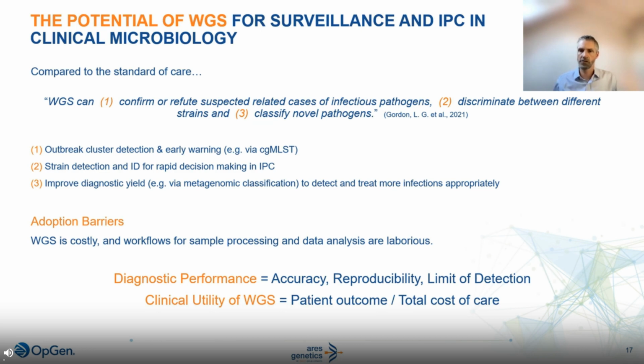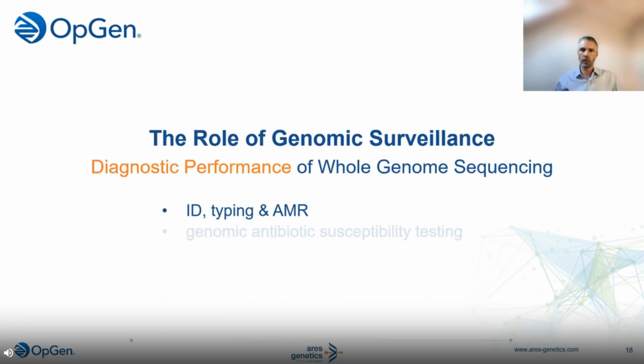Clinicians tell us that the answer to this question has multiple facets. For one, it is important to demonstrate sufficient diagnostic performance of WGS. Yet, in addition to being accurate and reproducible, a broader adoption of whole genome sequencing will also require an understanding of its clinical utility. In other words, its proven capacity for improving patient outcomes, while ideally reducing the total cost of care. Over the following slides, we will therefore explore both aspects of the clinical utility of whole genome sequencing, and we'll start with taking a look at its diagnostic performance.